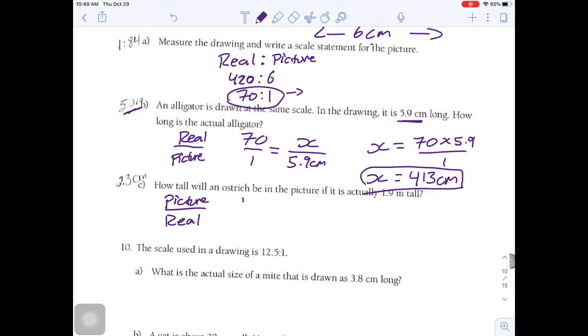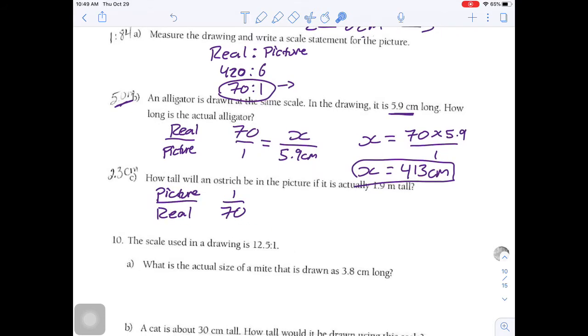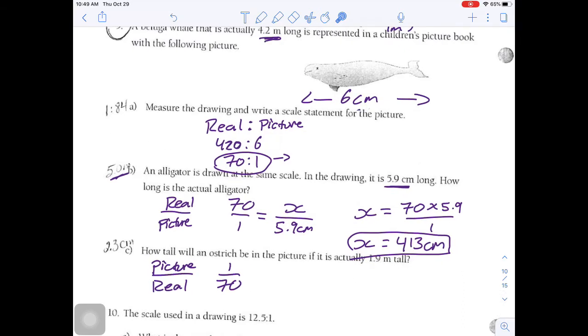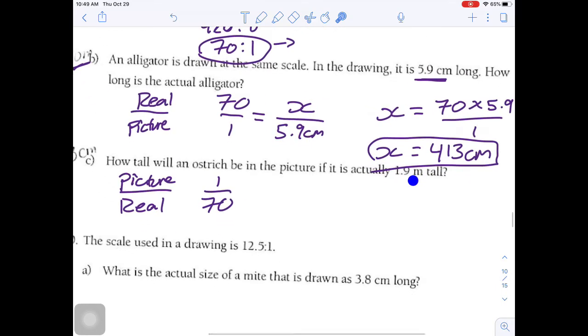So it'll be a 1 to 70 ratio. For every 1 unit in my picture, I get 70 units in my real. Here, I don't have to worry that this is in meters because when I set up this scale factor, it is unitless, because we made them into the same unit, so it cancels them out. So we can use this anytime, regardless of the units.